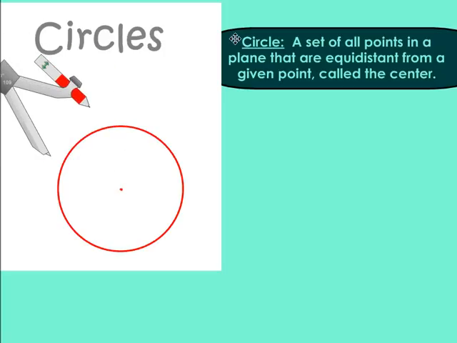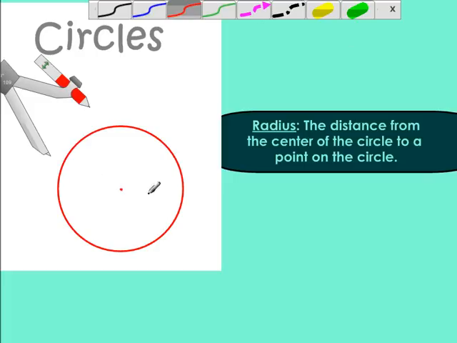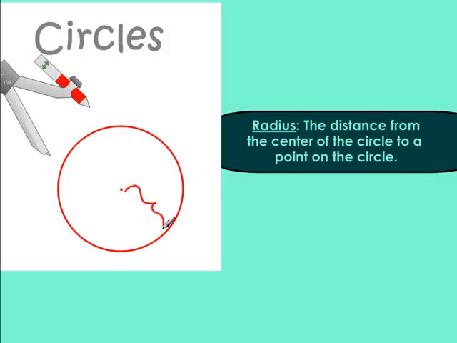Now, there's special parts of the circle. One of those special parts of the circle is the radius. And the radius is going to be the distance that's formed from the center of the circle to a point that's on the circle. So just some distance from here to here. We'll call that the radius.